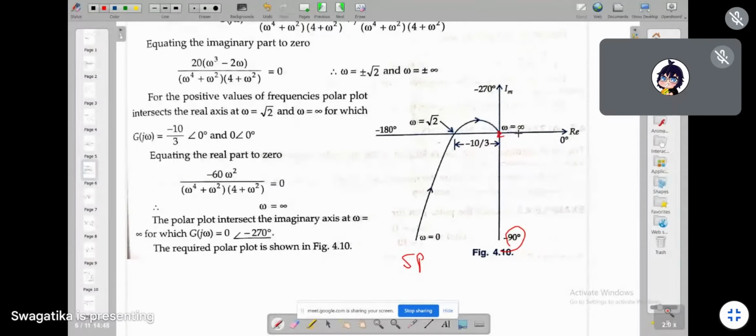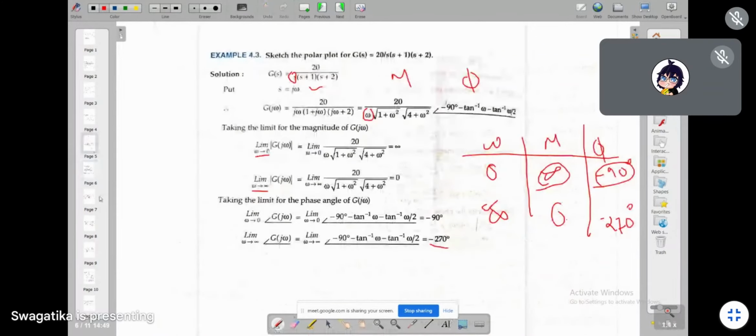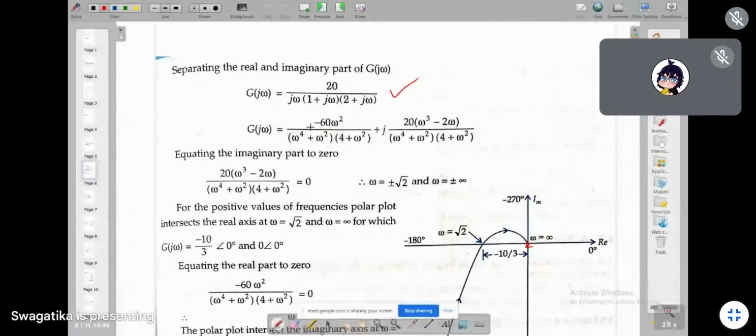Okay, now you can see, you have to find out the point of intersection. Separating the real and imaginary part: first you have to rationalize this one. Then you are finding the real and imaginary parts. This will be your real part, and this will be your imaginary part. Rationalize it like this, okay, multiply with the conjugate, so this will be your real part, and you are getting this as your imaginary part.